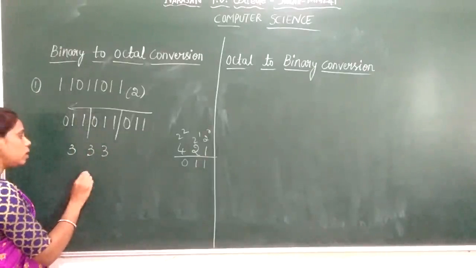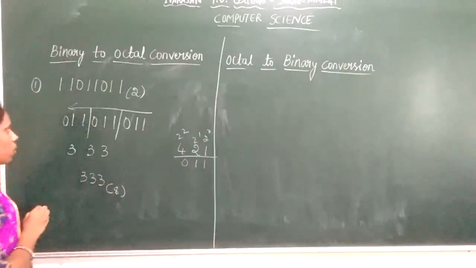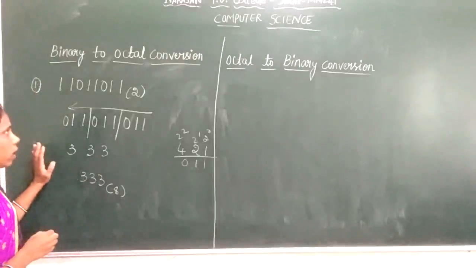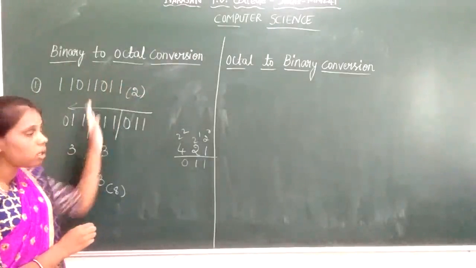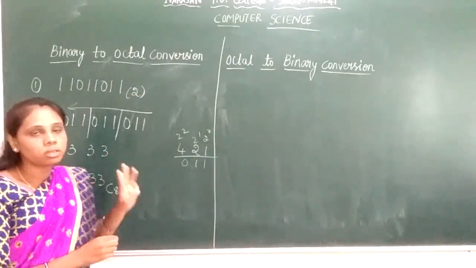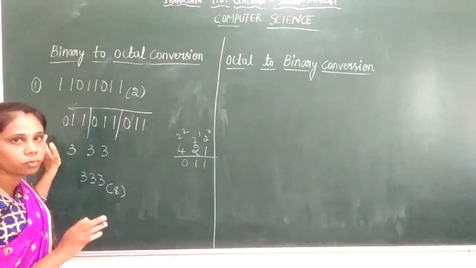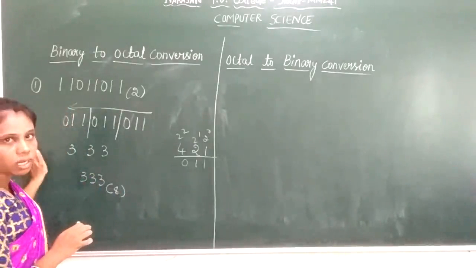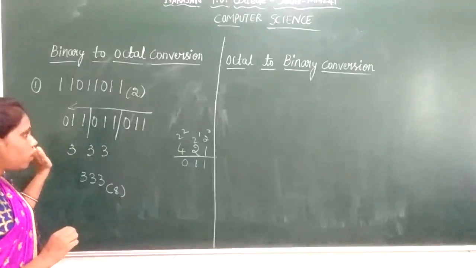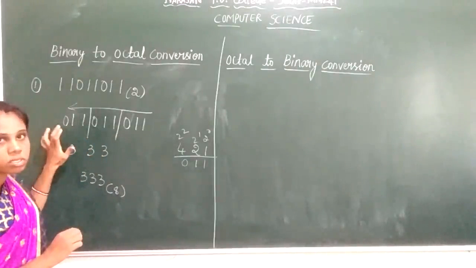Now combine these 3 digits into single number and write the base value. That is, we have a binary value and we are converting it into octal value. When converting from binary to octal conversion, you need to group the digits or bits into group of 3 bits, and if you want to add zeros to make it into a group of 3 bits, you can add zeros to your left side, that is to your most significant bit. This is the MSB, you can add zeros to your MSB. And after dividing the group of 3 bits, you can write the octal equivalent value for this binary value.